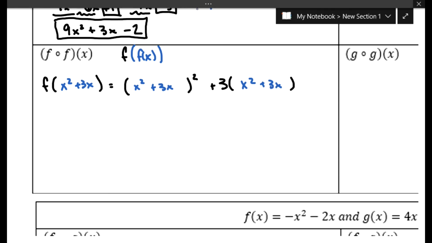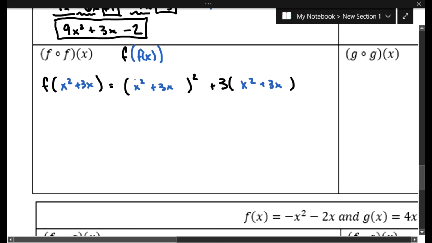So when I simplify this, I just got to make sure I follow order of operations. When I do x squared plus 3x squared, it's not going to be x to the fourth plus 3x squared. It's going to be x squared plus 3x times x squared plus 3x. And then I can distribute this right here. So it's 3x squared plus 9x. I have to FOIL these first two binomials.